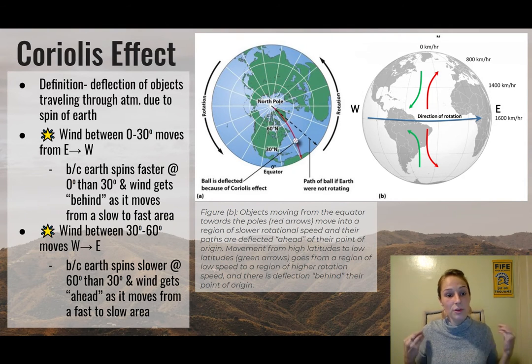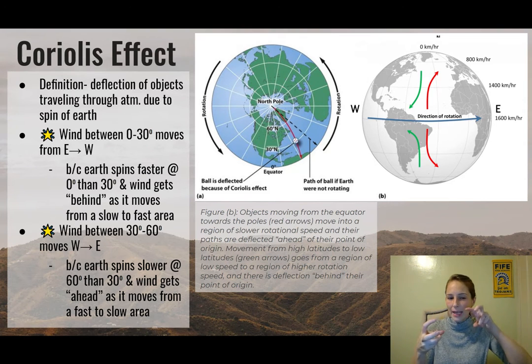So here's what this means for the wind. This is kind of all the background to explain how wind moves. Wind is going to move between the 0 to 30 degree. It's going to move from east to west. As you're seeing, from the 0 to the 30, it moves from east to west. Now, this is because the Earth is spinning faster at 0 degrees than at 30 degrees. And the wind is going to get behind as it moves from a slow to a fast area.